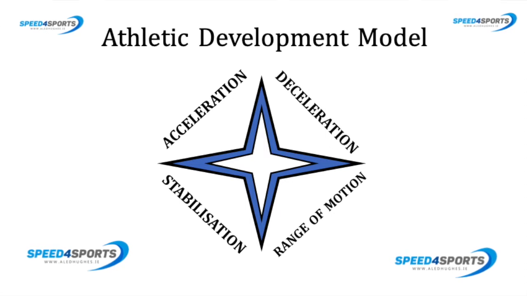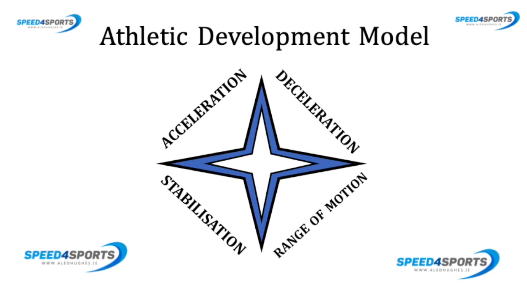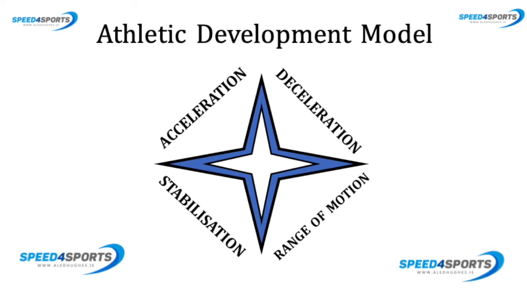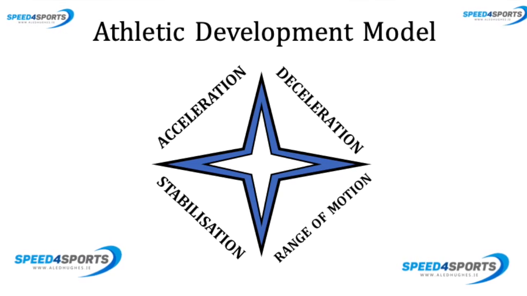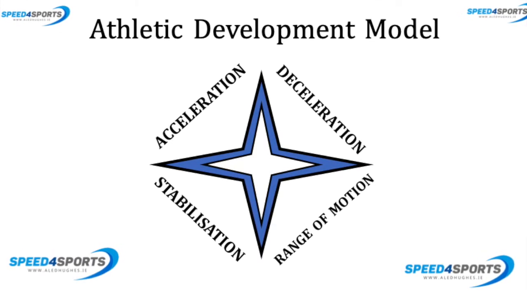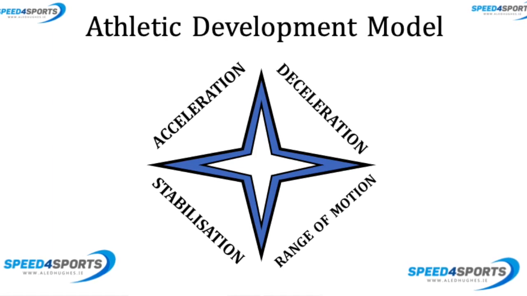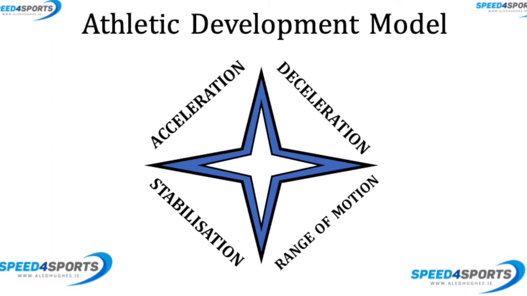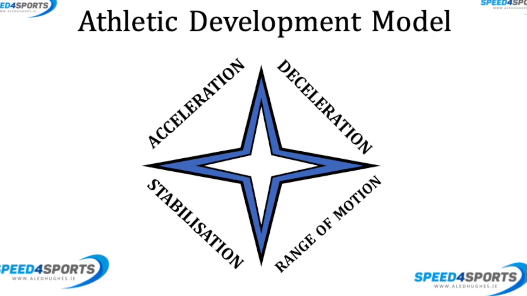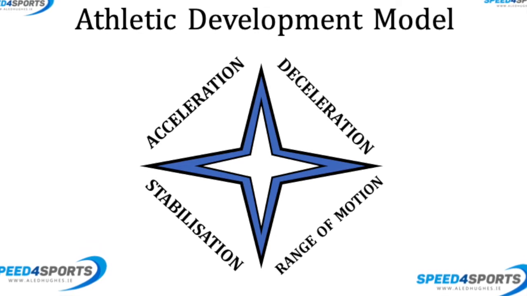Within Speed for Sports, we use the athletic development model that is shown on this slide here. Our 4 pillars that we work with our athletes are acceleration, deceleration, stabilization, and range of motion.